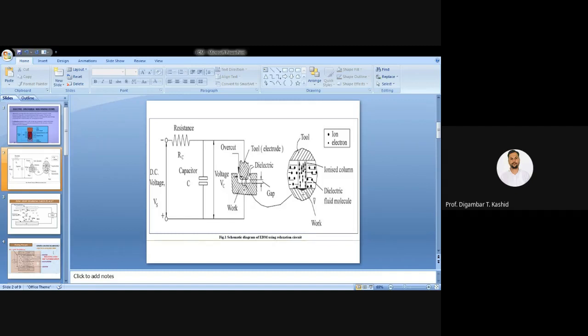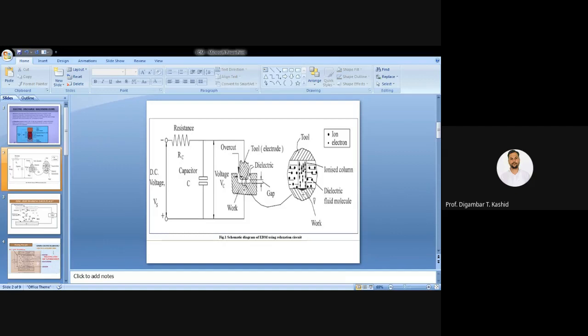While the capacitor is discharging, sparks occur, you can see here. Now where does it occur? At a minimum resistance. Wherever the distance between your tool and workpiece is less, at that point the resistance to electrical conductivity or electric flow will be minimum, and only at that point your spark will happen. So during that discharging, spark will happen at minimum resistance.